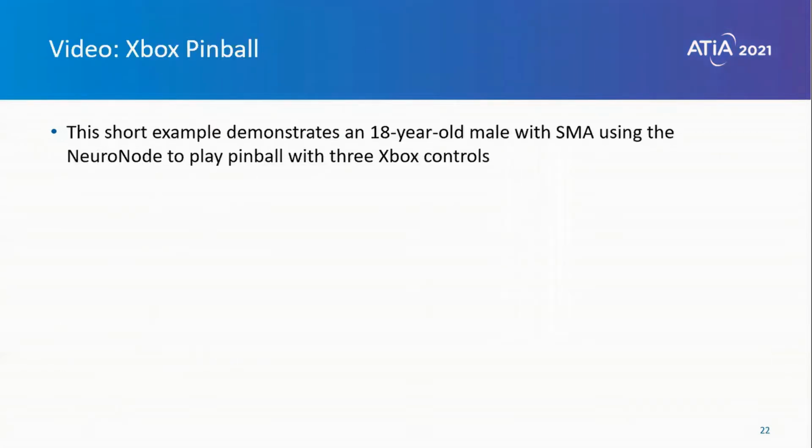Okay, so here's an example. This is the same 18-year-old with spinal muscular atrophy that was playing the golf game. He actually played the pinball game first. So again, he's using the 3 Xbox controls, but controlling all of that through a single activation of the NeuroNode. And there's no sound on this video, but let's just run through it.